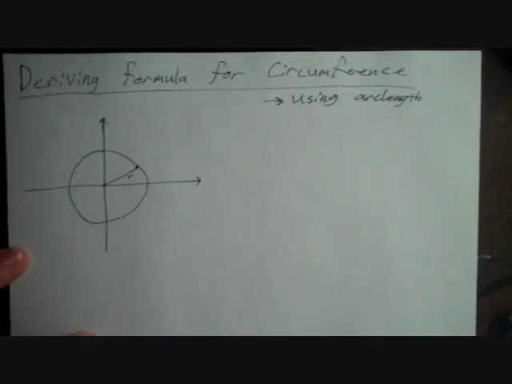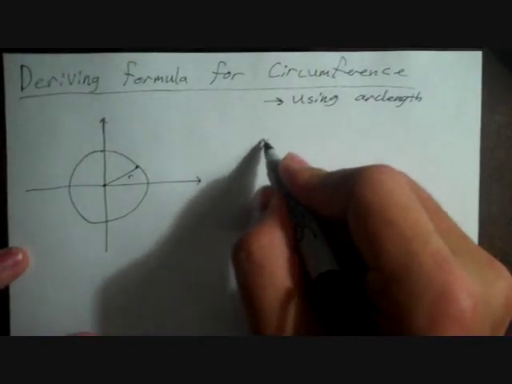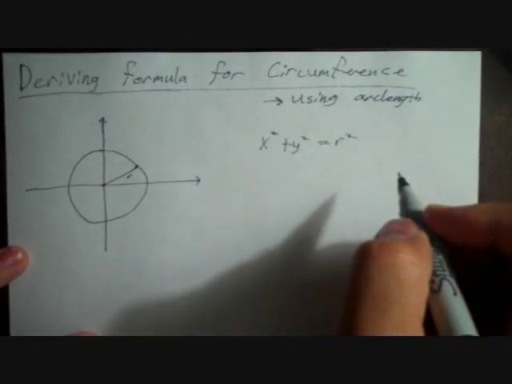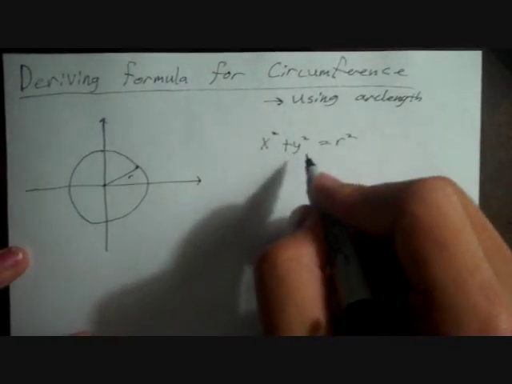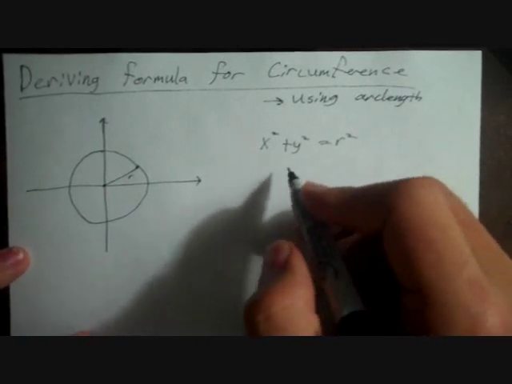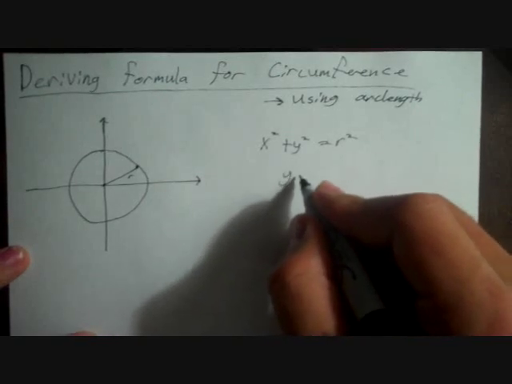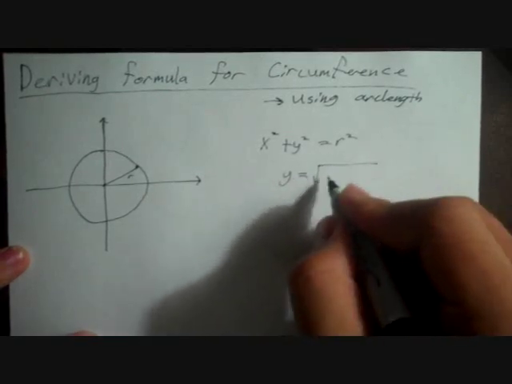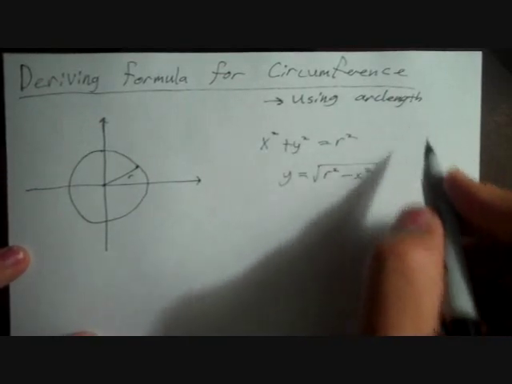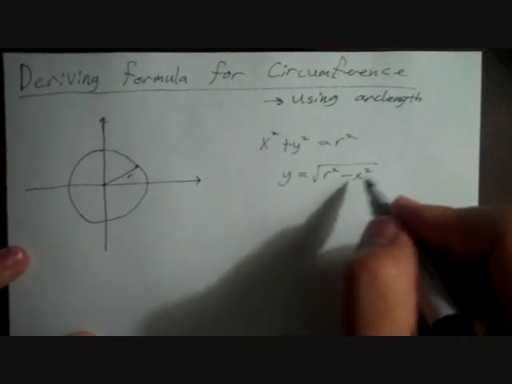centered at the origin. Now the formula for this circle is x squared plus y squared equals r squared. And we could implicitly differentiate this, but it would be kind of a pain. So let's solve for y. So y equals the square root of r squared minus x squared, right? Move x squared to the other side, take the square root. This is easy to do. We can do this.